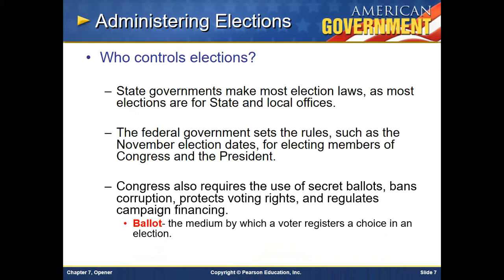Your number two there, when do presidential elections take place? They take place on the first Tuesday after the first Monday in November. Congress can also require the use of things like secret ballots, those types of things.